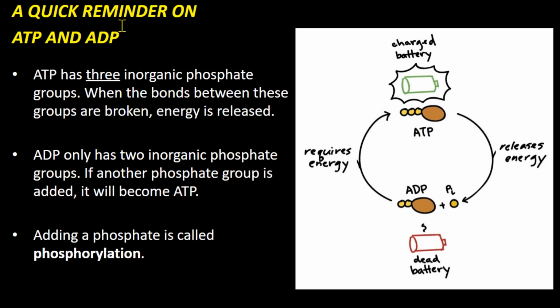Alright, a quick reminder on ATP and ADP. Remember, ATP is like a charged battery. It has 3 inorganic phosphate groups. When the bonds between these groups are broken, energy is released, and it turns into ADP. ADP only has 2 inorganic phosphate groups. If another phosphate group is added, it becomes ATP. And remember, adding a phosphate is called phosphorylation.